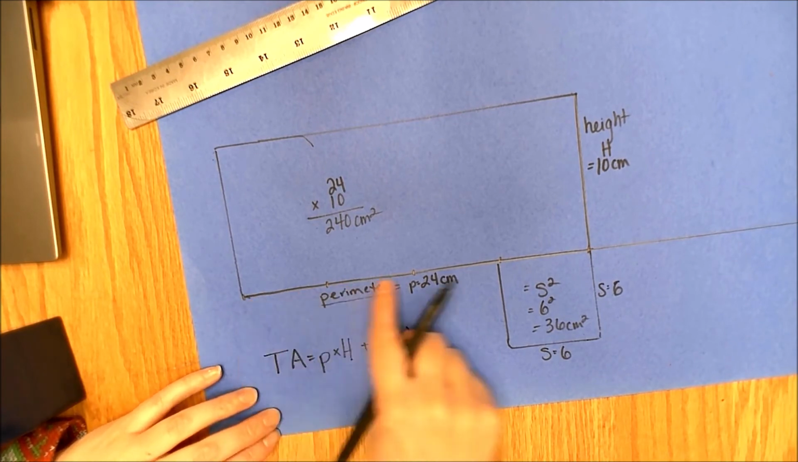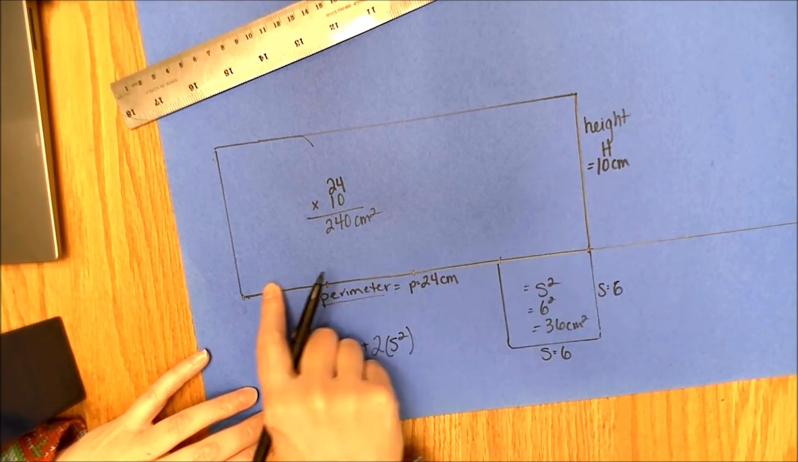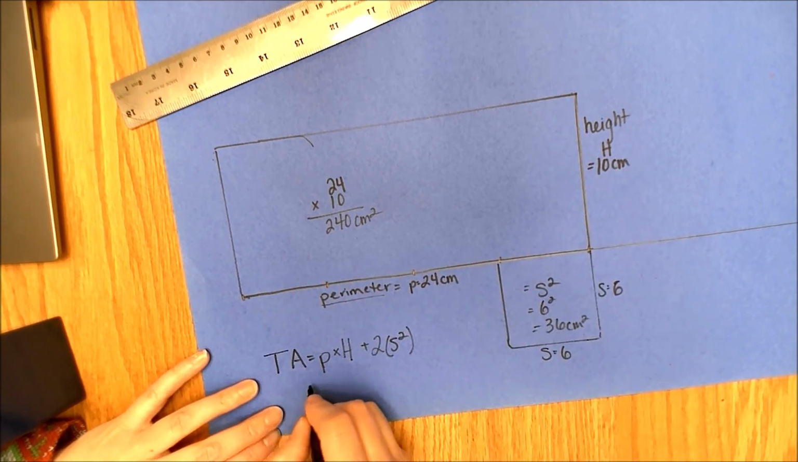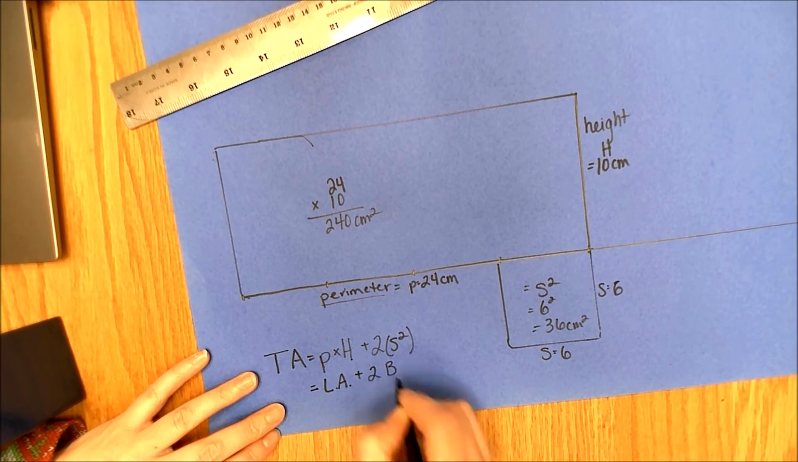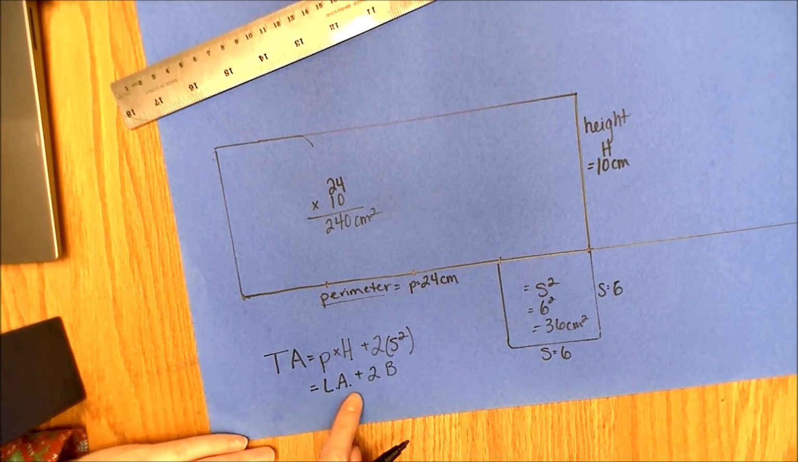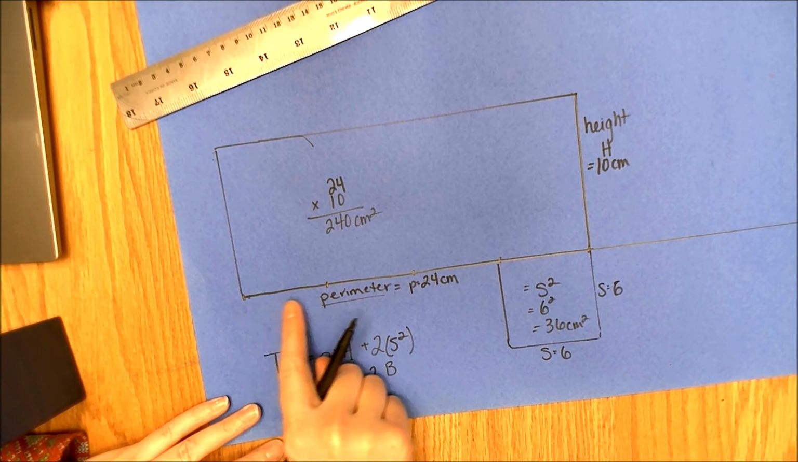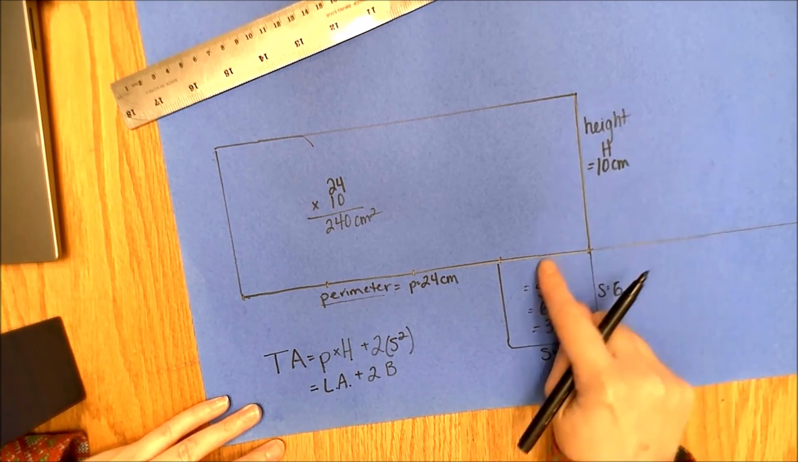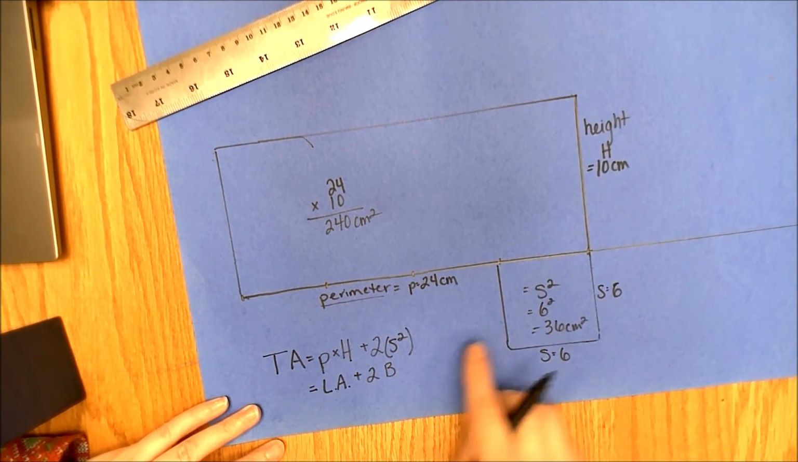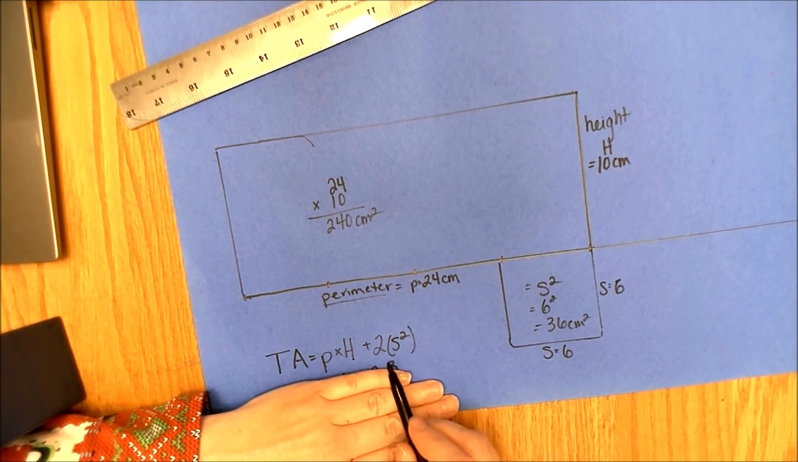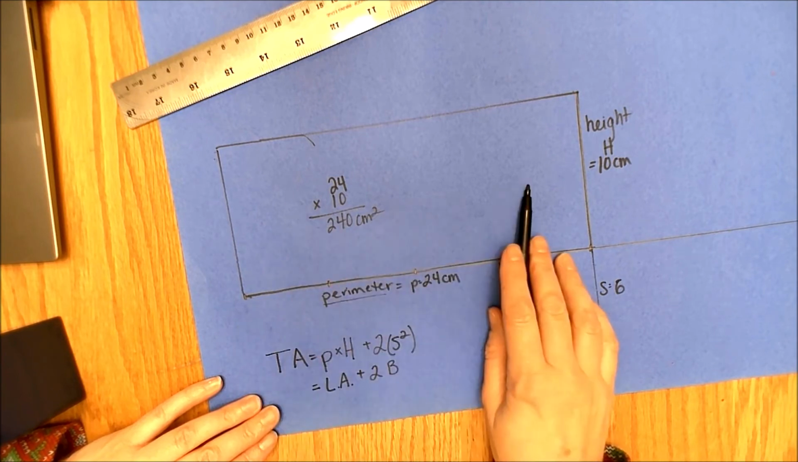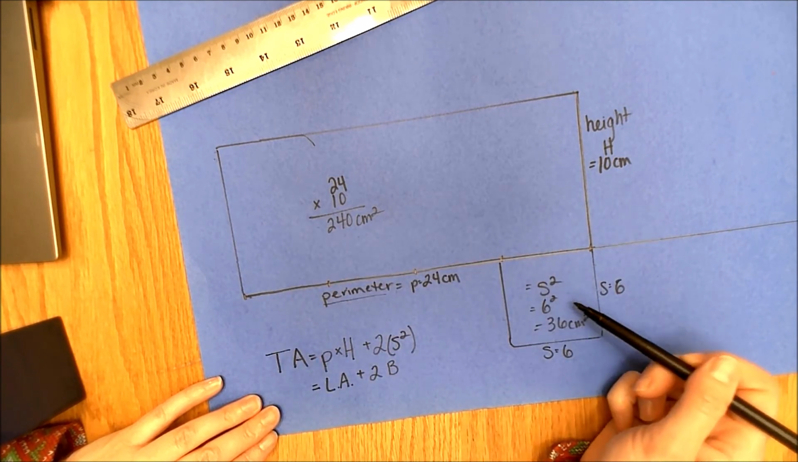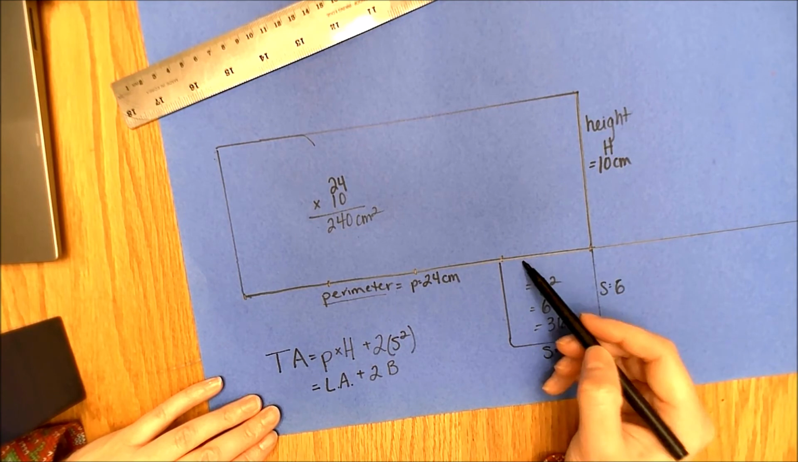Another way we could write this, because the perimeter times the height is our lateral area, we call that the lateral area. Another way we could write this is the lateral surface area plus 2 of our base. Those are 2 different formulas, but they mean the same thing. The way we solve this is our perimeter times our height plus 2 of our bases. That's what we have right there, 2 of our side squareds. Or we could say our lateral area, which is all of the sides, plus 2 times the base, being this whole piece. This is the base.